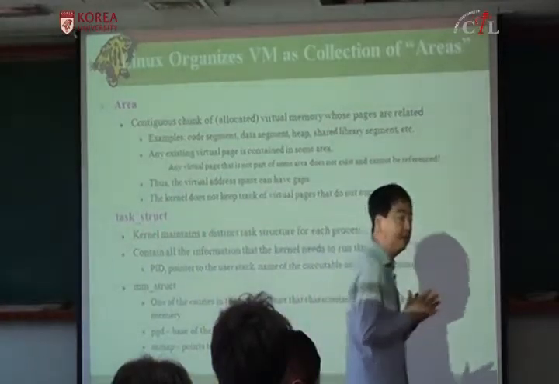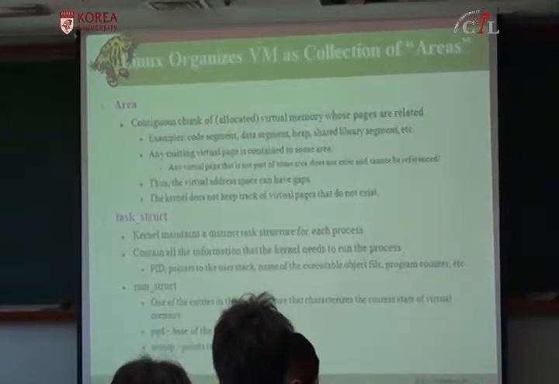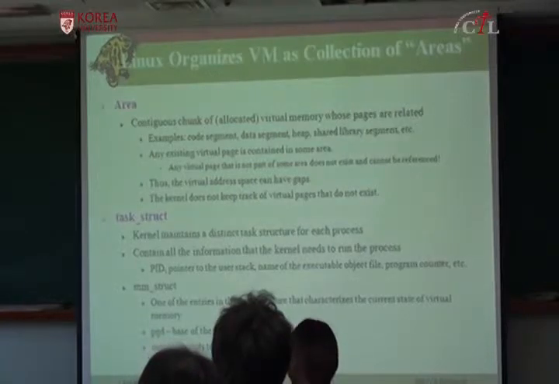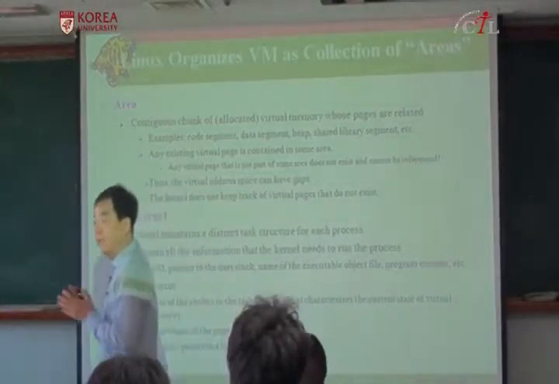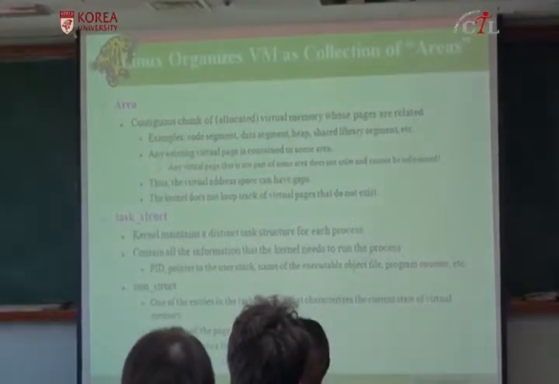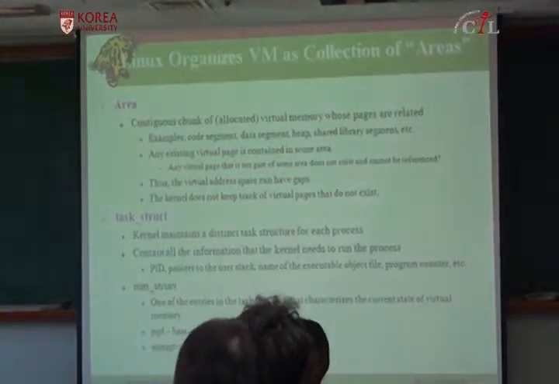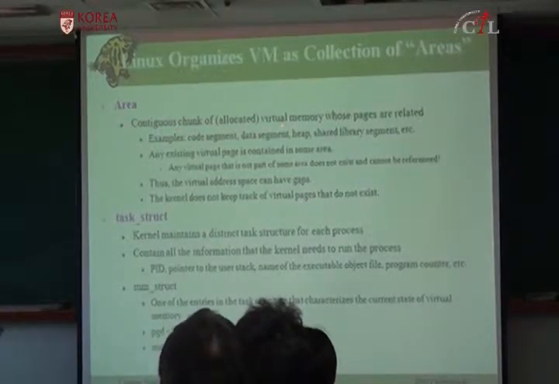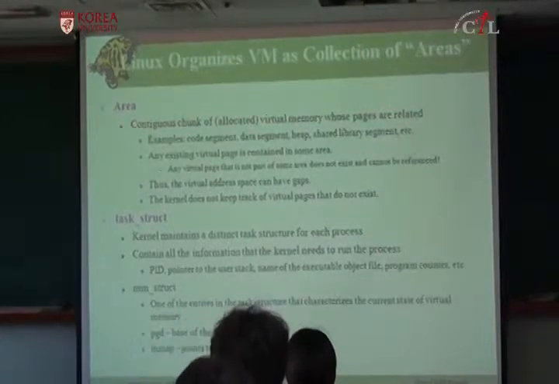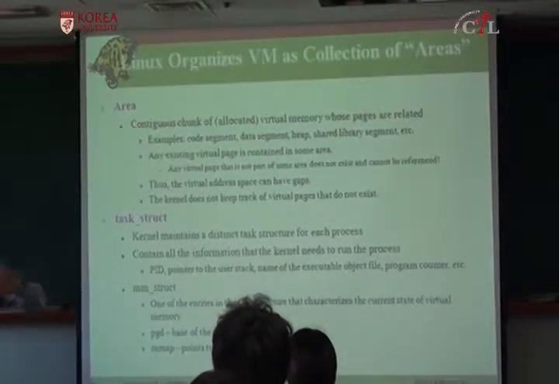Let's go to the operating system view of virtual memory. Linux organizes virtual memory as a collection of areas. You can view an area as a segment, so maybe the text segment, the global data segment, the BSS segment, and so on. Okay. So what is an area? You have a set of areas. An area is a contiguous chunk of virtual memory whose pages are related. Contiguous means an area is consecutive locations in virtual address space that are related. An area may contain multiple pages because an area can be bigger.